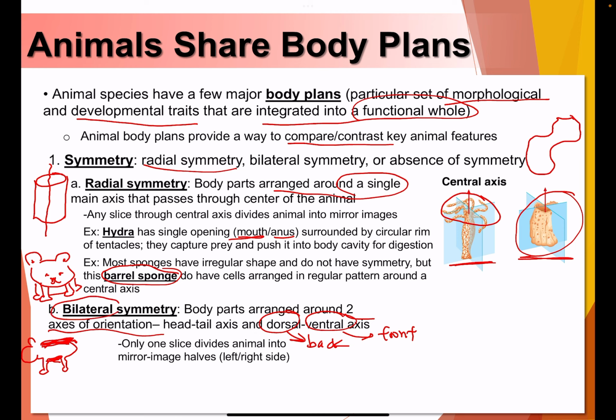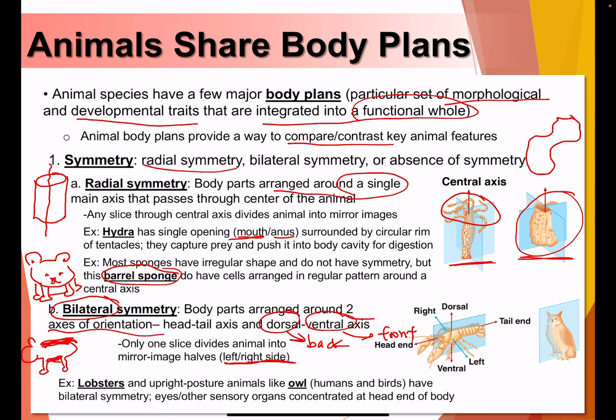So that's why it's called bilateral. They have two mirror images that are bisected by one slice down the animal, and it will divide the animal into the left and right side. So for example, you have a lobster right here and an owl right here. Either you have animals on all fours or animals that are upright like this.